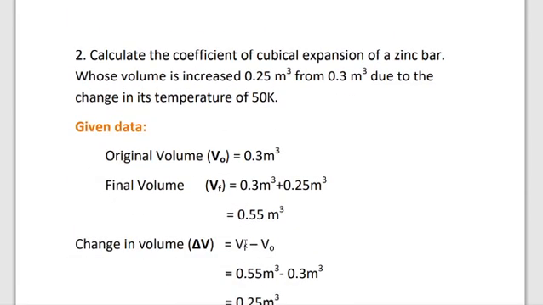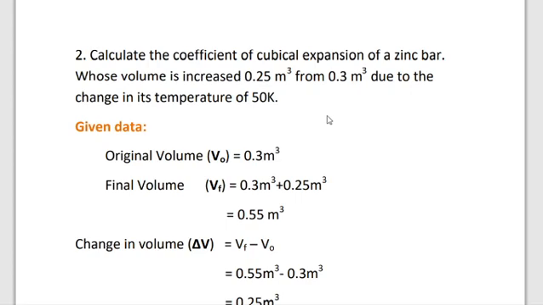Now we move to the second problem, a book back problem. Calculate the coefficient of cubical expansion of a zinc bar whose volume is increased 0.25 from 0.3 meter cube. That line is very important. It is increased 0.25 meter cube from the given value 0.3 meter cube due to the change in its temperature of 50 Kelvin. So volume is increased 0.25 meter cube from 0.3 meter cube.